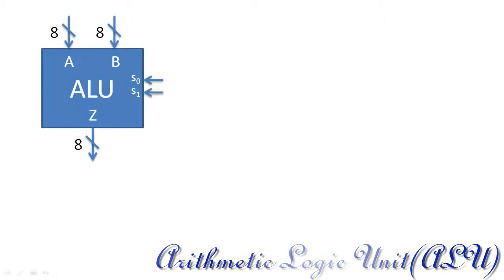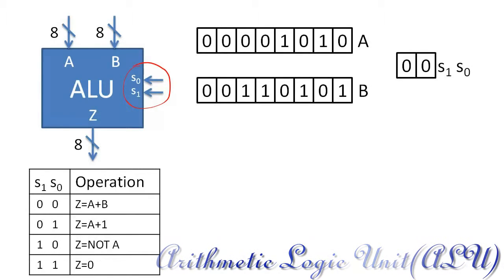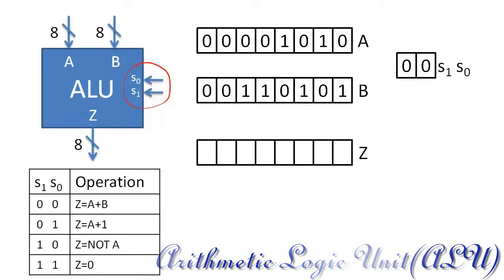Suppose that we have an ALU that receives 2 control bits. Because there are 2 control bits, we can encode 4 operations for the ALU to perform. I've chosen 2 arithmetic operations and 2 logic operations for this example. The ALU receives inputs from 2 8-bit registers and sends out 8 bits of information back to the register file.